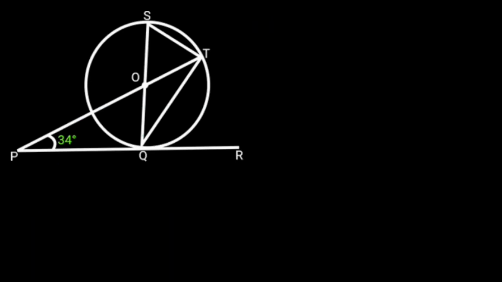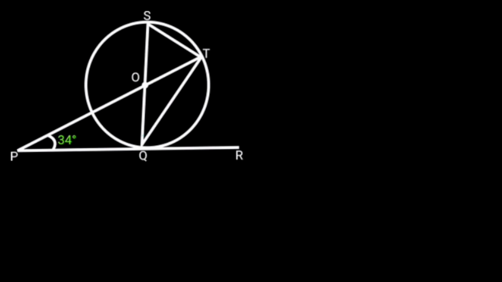In the diagram, S, T, Q are points on the circle center O, PR is a tangent at T. If SQ is the diameter of the circle, calculate angle TQR. Let's go ahead and solve.